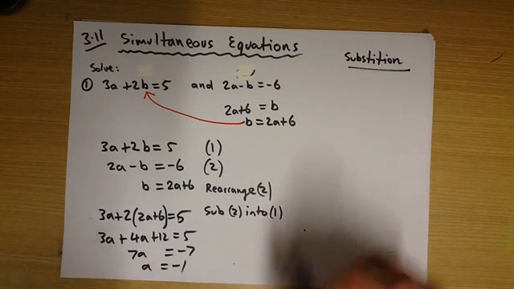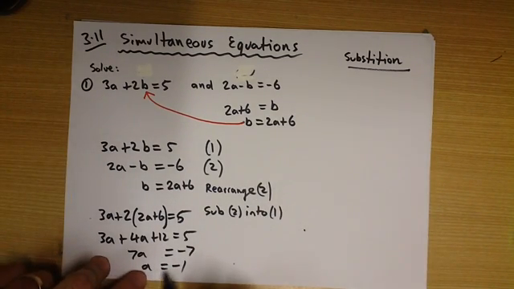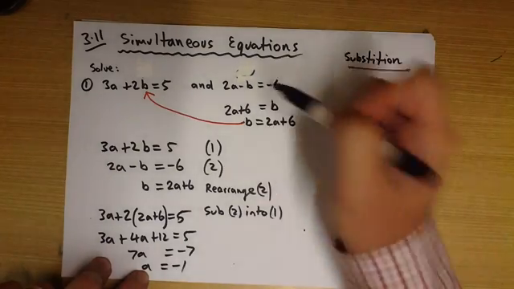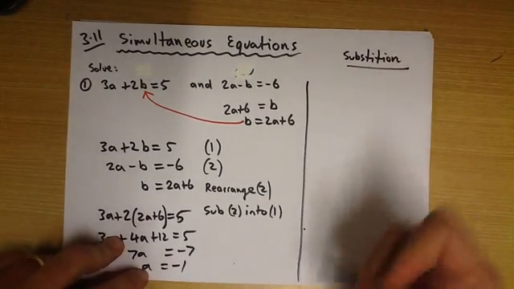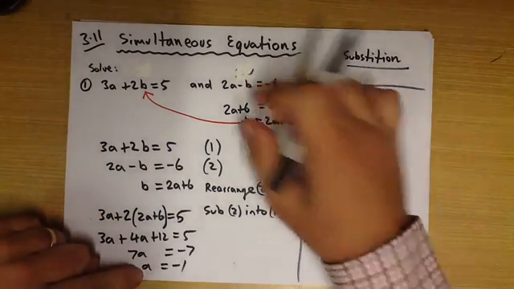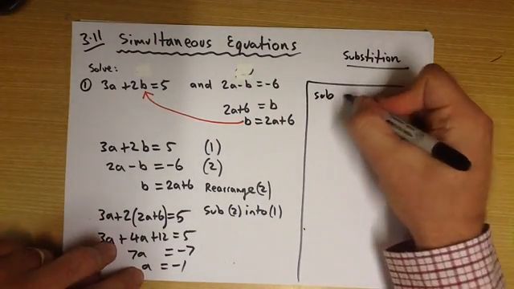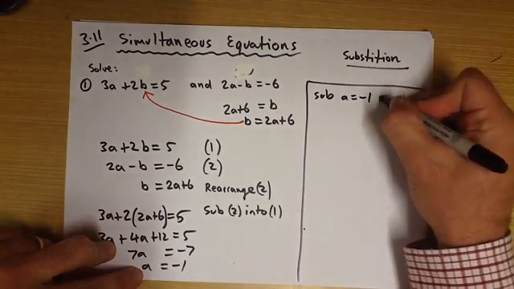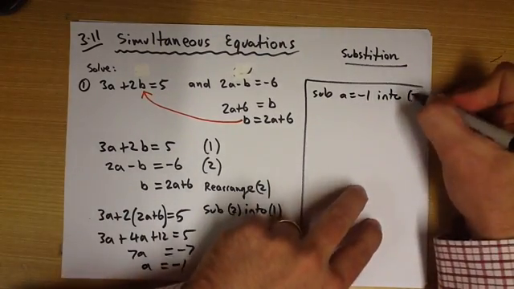Now, you're not finished yet. You still have to put a equals minus 1 back into one of the original equations, okay, to get the value for b. So I think it's easier to put in equation 2. So sub a equals minus 1 into equation 2.